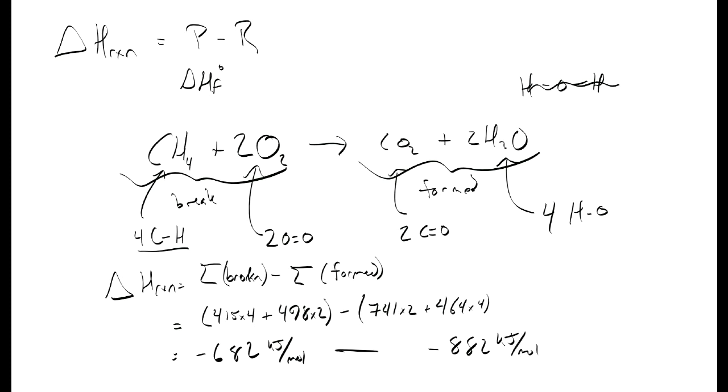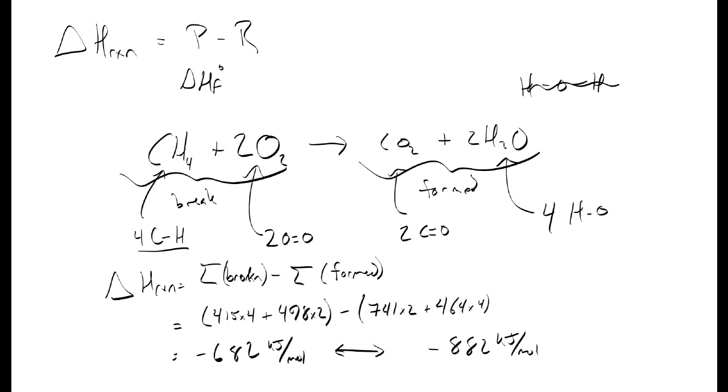Now, the actual enthalpy of combustion for methane is negative 882 kilojoules per mole. So, as we can see, that's a pretty big discrepancy. That's a lot of energy difference, actually. So you always have to take this sort of enthalpy with a grain of salt. It's not a great estimate. It's not terrible, but it's not great.